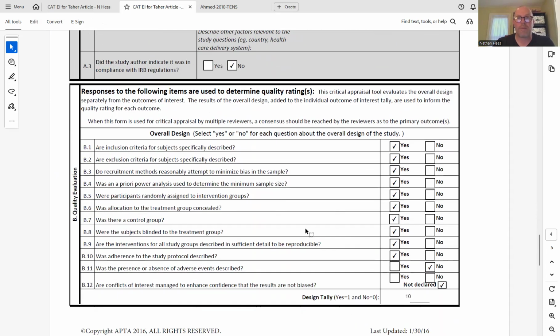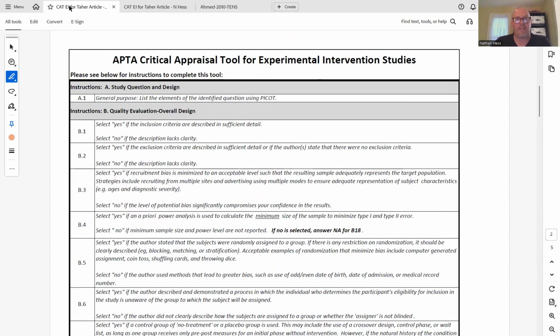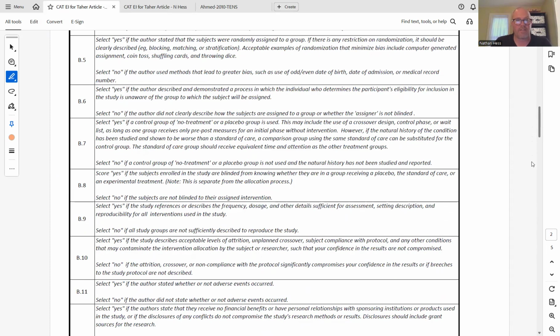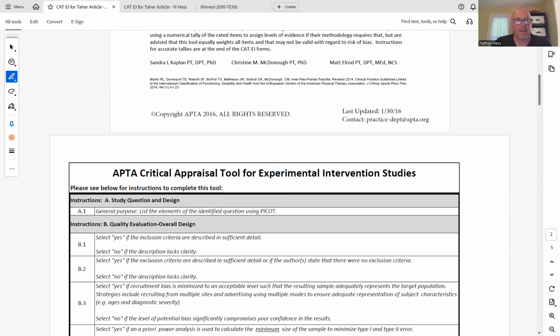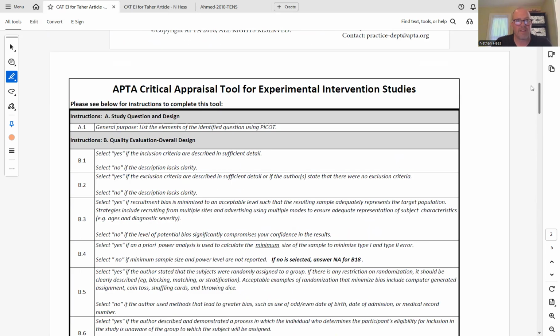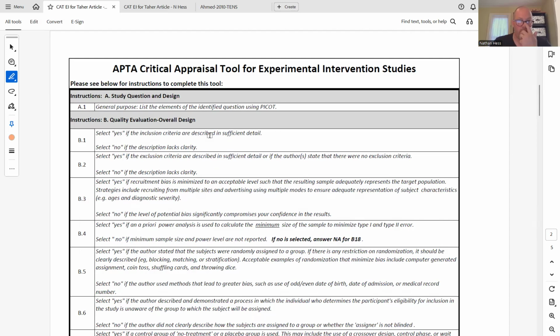Okay, now we get into the B's, right? And if you looked at the top of this document, right? So here's where it was on the other side, going through this. At the very top of the document, they have this whole list of the B's. Like, what does it mean to select yes or no? And this is what you need to use to choose whether you're selecting yes or no. So for B1, we're talking about inclusion criteria. Yes, if the inclusion criteria is described in sufficient detail. No, if it lacks clarity.